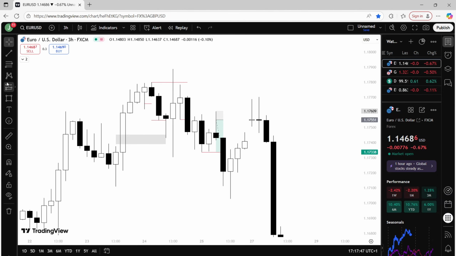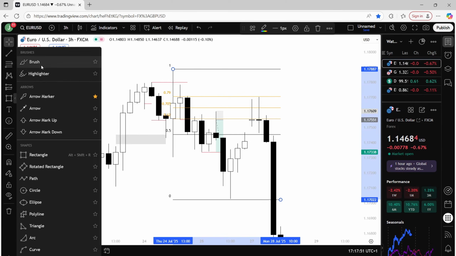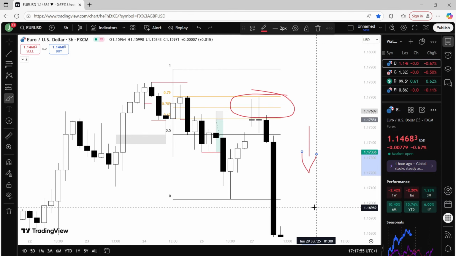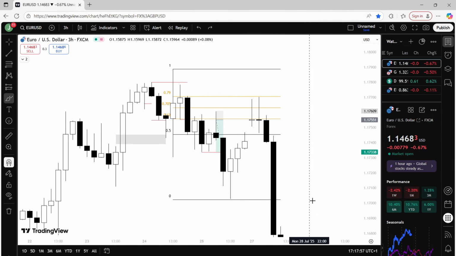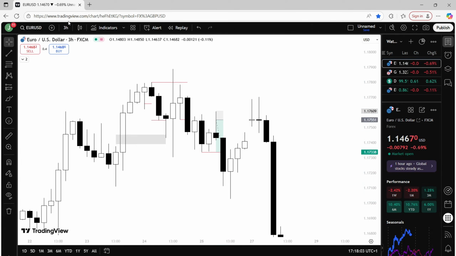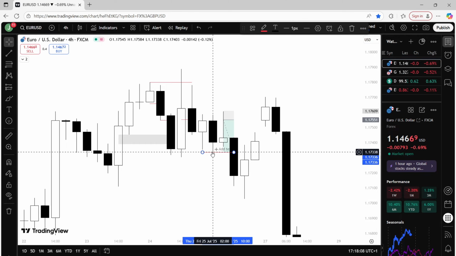It will just need to retrace back into OTE within this region, and that's why we had that sell-off. This is along with daily structure as well, which I'll get onto in a second. But this is ultimately a higher time frame change of character, which is this break here.